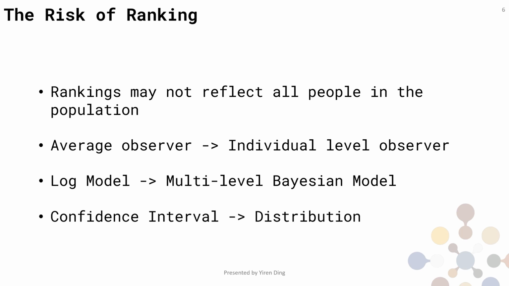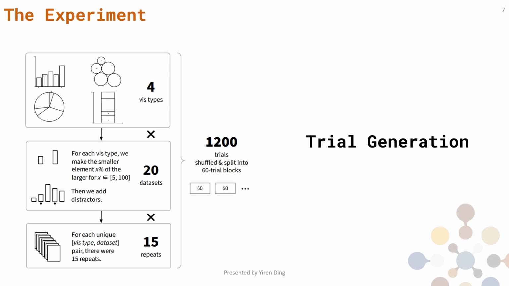In this study, we will use multi-level Bayesian modeling to model data and provide a new angle on the performance of these charts. First is the experiment design. We select the bar chart, bubble chart, pie chart, and a stacked bar chart as our investigation targets. For each chart type, we have a dataset with 20 different data pairs, and each chart type and data combination we repeat 15 times. So in total, each participant will take 1,200 trials in this experiment.